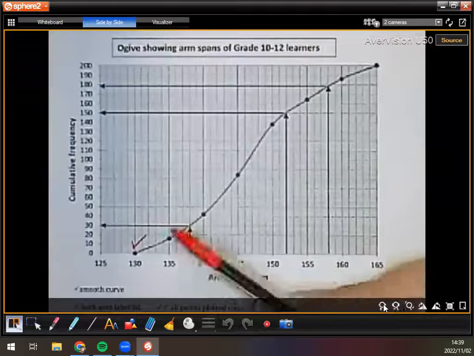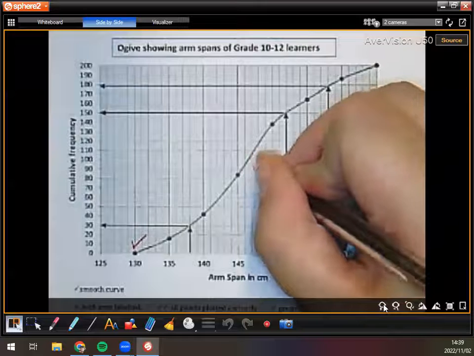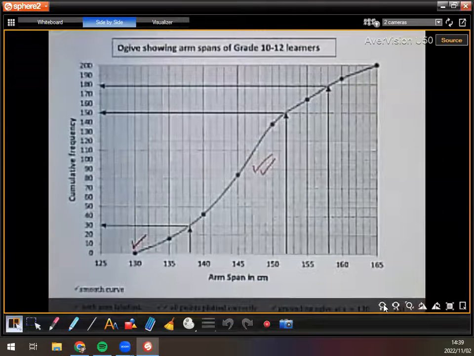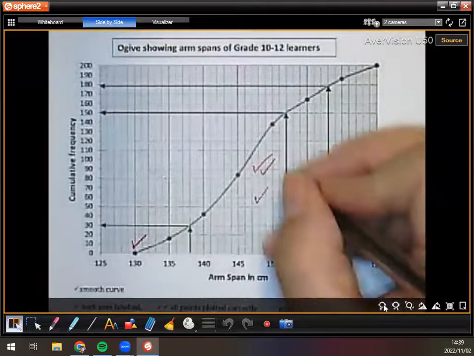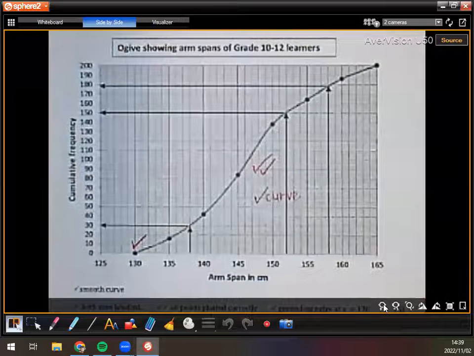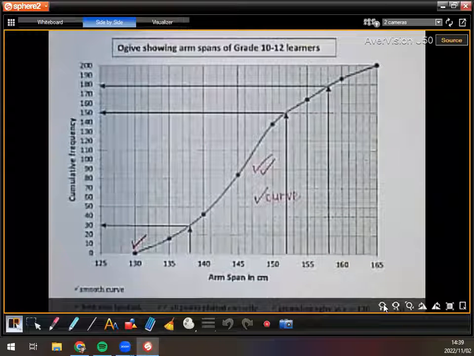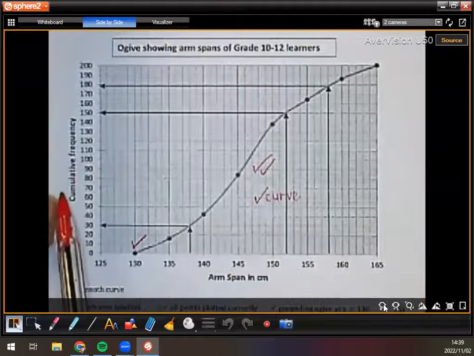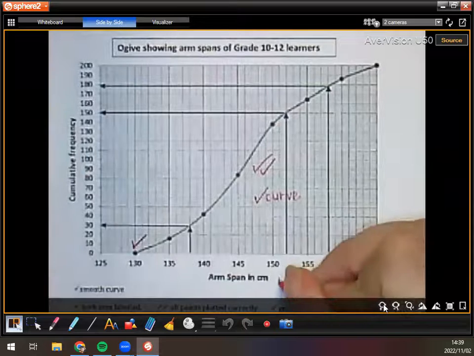Right, then I have to check all your points, 2 marks if you got the other points correct. A 3rd mark for having a curve. So basically that's like a shape mark. So basically 4 marks, 1 mark for that point, and then 3 marks for drawing the point and connecting it. And then the 5th mark was for having your axes labeled correctly. So cumulative frequency there and arm span through.